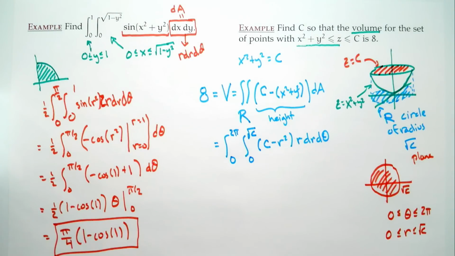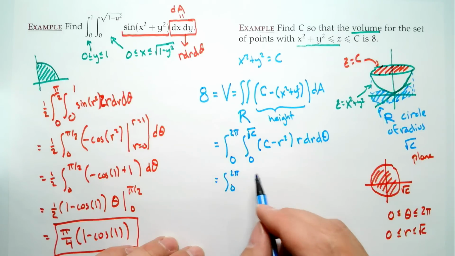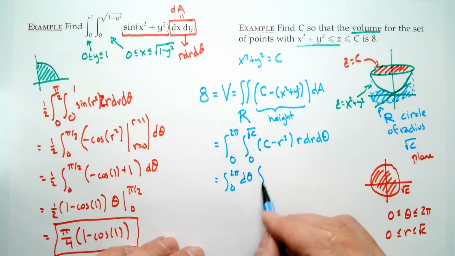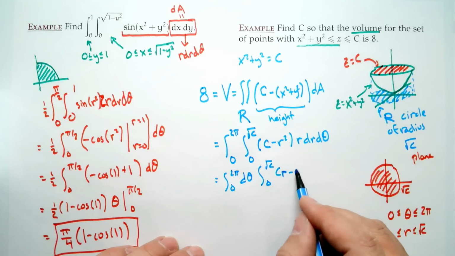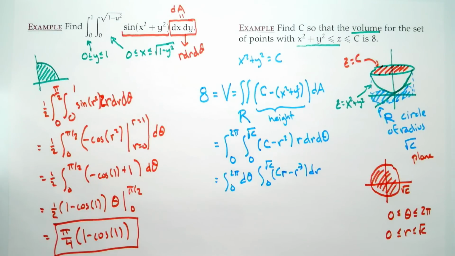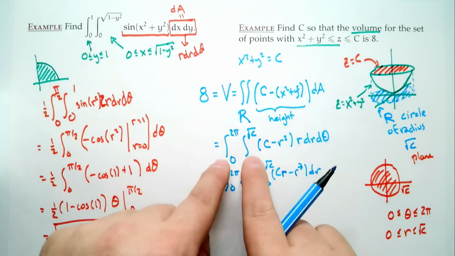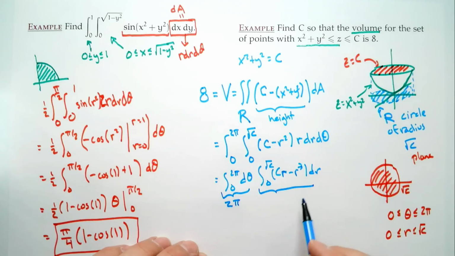Now you can split this integral into two pieces. You have your integral 0 to 2 pi d theta, and integral 0 to square root of c, cr minus r cubed dr. Because it turns out the bounds here are all numbers. Now you might say, wait a second, we don't know c. C's not a number. Well, it will be. We just have to figure it out. It's not something that varies. The first integral, very straightforward, 2 pi. The second integral, not too bad.